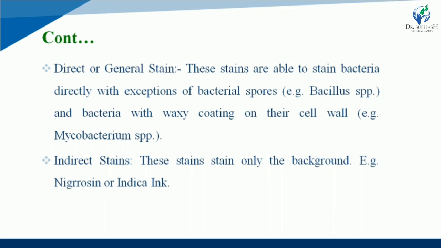Next is indirect stains. These stains stain only the background. So indirect stains stain only the background. Examples of indirect stains are nigrosin or India ink.